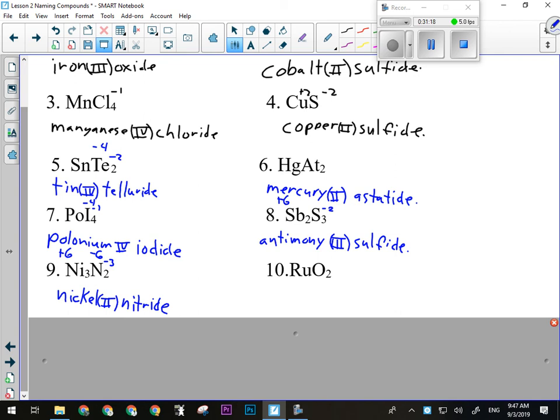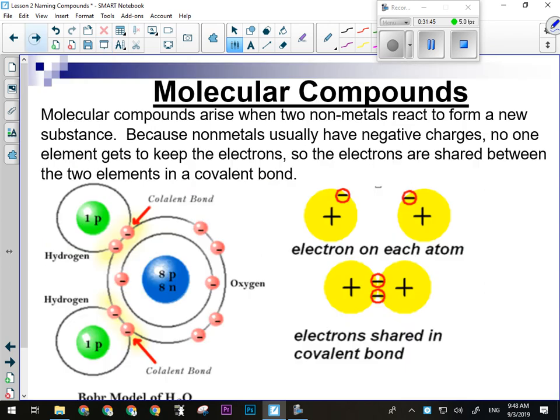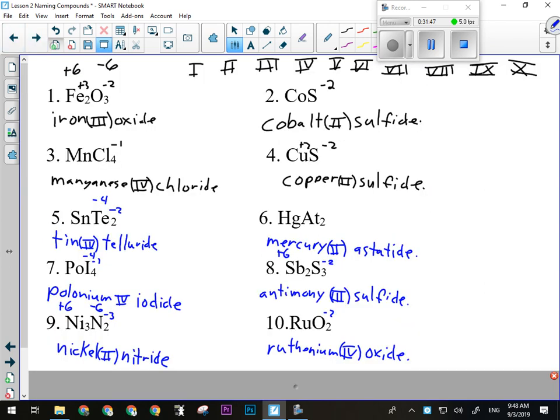Something like that. Number 10, we have ruthenium with oxygen. There's 2 oxygens, so that's a total of 4 negative charges. So this has to be ruthenium 4 oxide. Everybody okay with that? Make sense? Last new thing that can come up with ionic compounds.